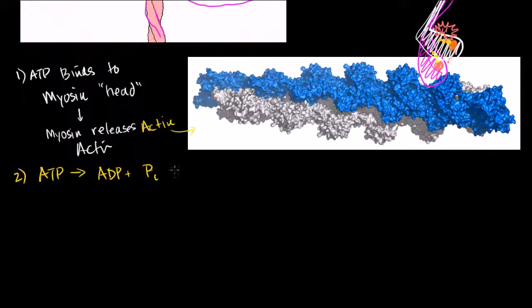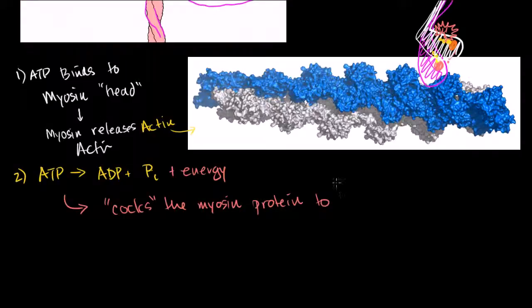So in step 2, plus energy, you can say it cocks the myosin protein or enzyme to high energy. You can imagine it winds the spring, or loads the spring, to a high-energy conformation. And conformation for proteins just means shape.